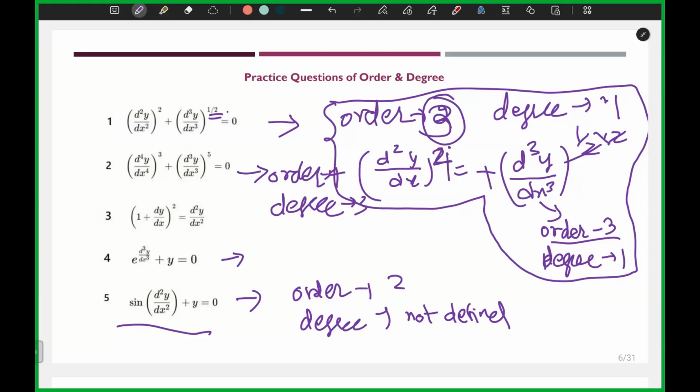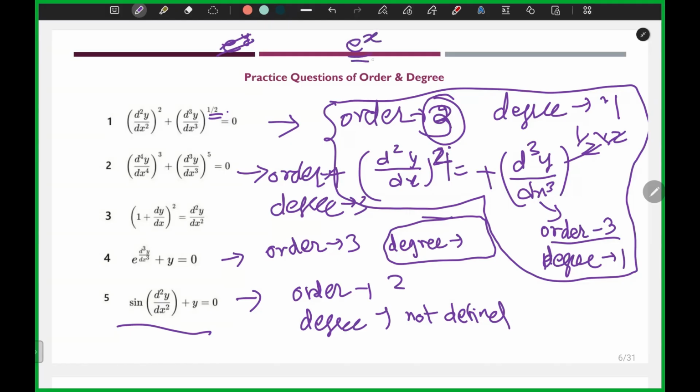And what about this other student? Yeah, sure. Order is 3, degree is 1. Why do you think degree is 1 here? When we shift y to the right side and take log on both sides, then degree will be 1. Okay. But what if we take the expansion of e to the power x? What is the expansion of e to the power x?